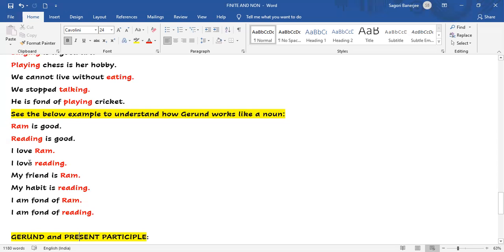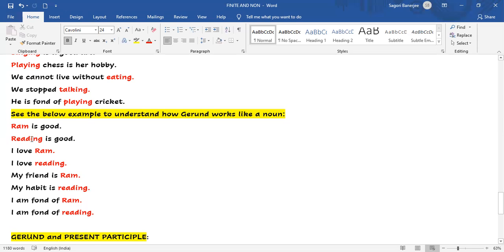I love Ram. I love reading. So if Ram is a noun, reading is also a noun. It is the same kind of use. My friend is Ram. My habit is reading. My friend is who? Ram. My habit is what? Reading. I am fond of Ram. I am fond of reading. I am fond of what? Ram. Ram is a noun. Then I am fond of reading. Reading is also a noun. So in these examples, remember, this ing one is gerund.